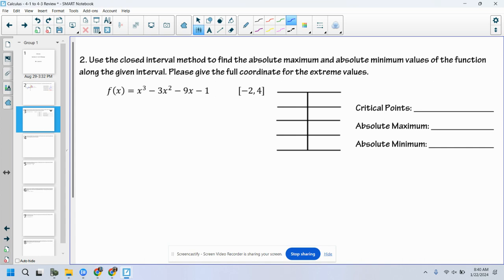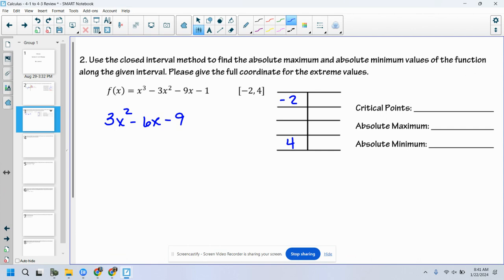But I am saying on the interval from -2 to 4, find the absolute maximums and minimums. And again, the closed interval method says that there has to be an absolute maximum or minimum along the closed interval if it's continuous and differentiable, either at any of the endpoints or any of the critical points. So you need to test the endpoints, and then you need to test the critical points. Let's see what those critical points are. Find the derivative. 3x squared minus 6x minus 9. Set that equal to 0.